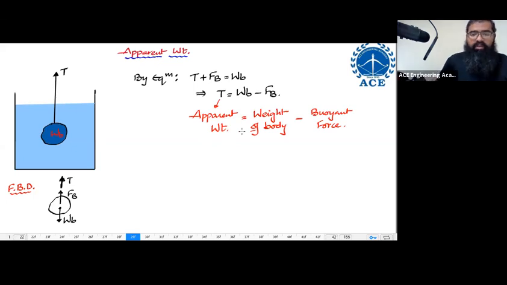Now, where does the concept of apparent weight become important in examination? They can ask you questions regarding the apparent weight of a particular body in two different fluids.